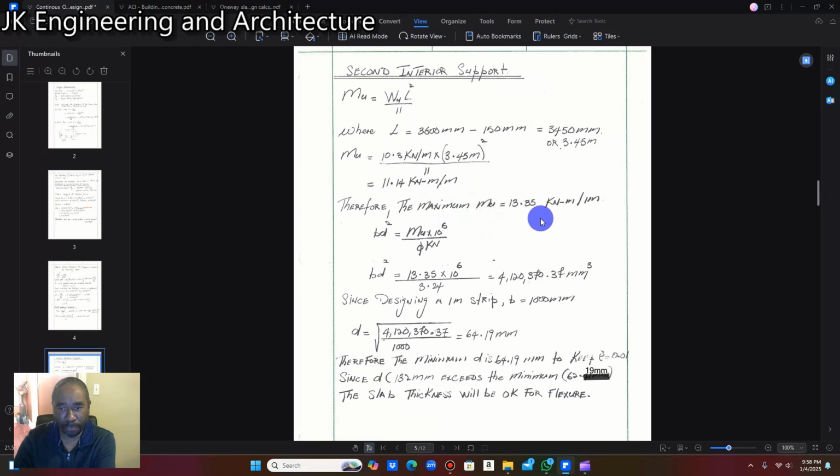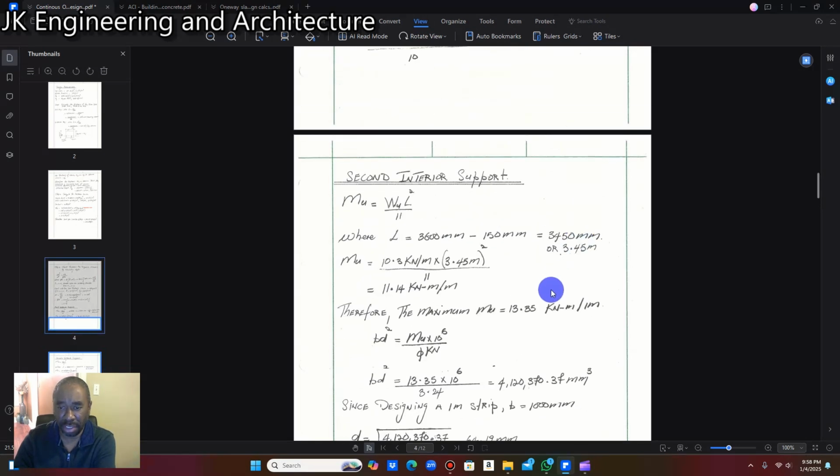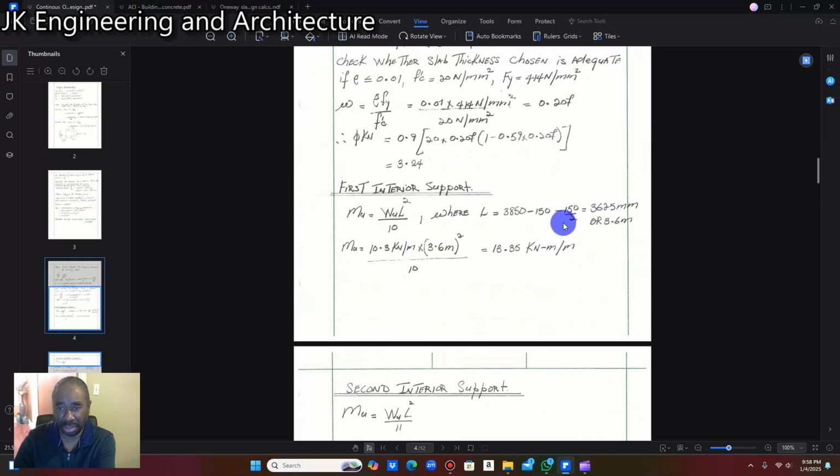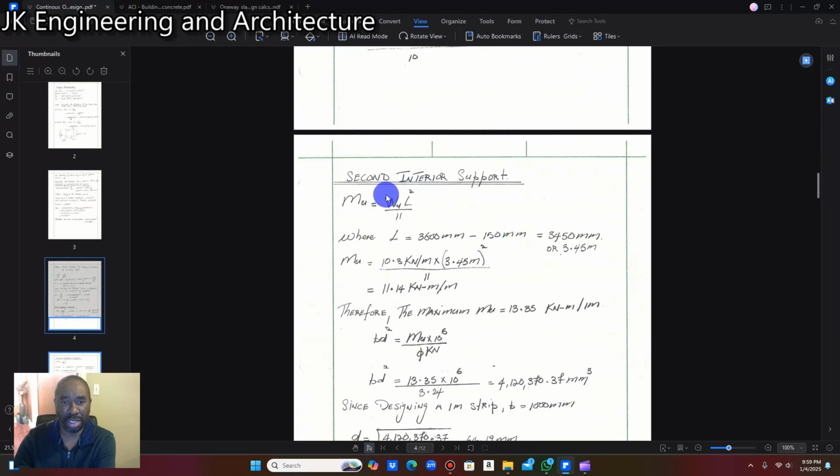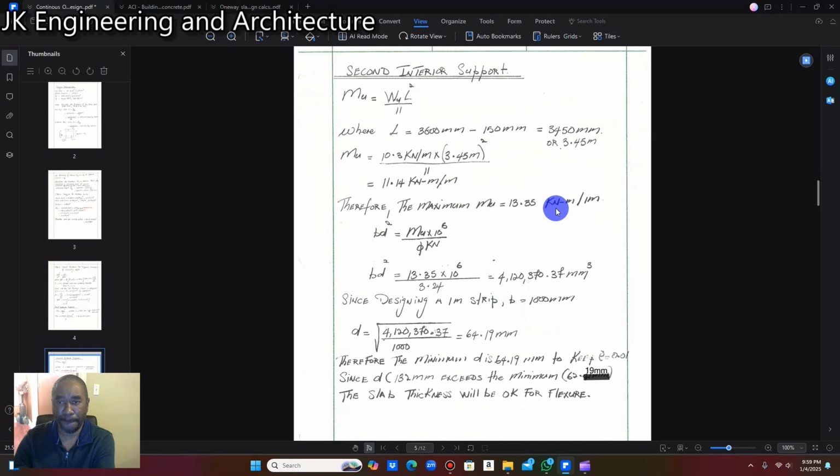So therefore we're going to use the higher moment of 13.35 kilonewton meter per meter. We're going to use the higher moment. Our first interior support moment is 13.35, and our second interior support moment works out to be 11.14, and we choose the higher of 13.35 kilonewton meter per meter.